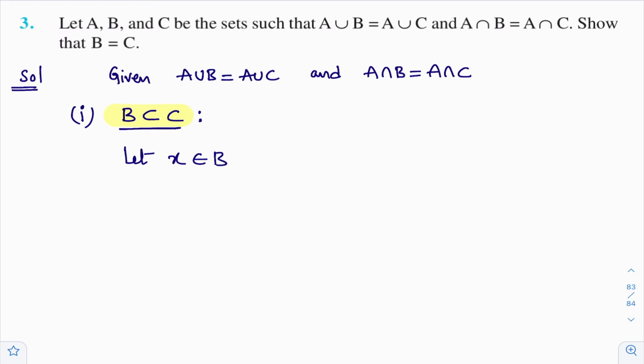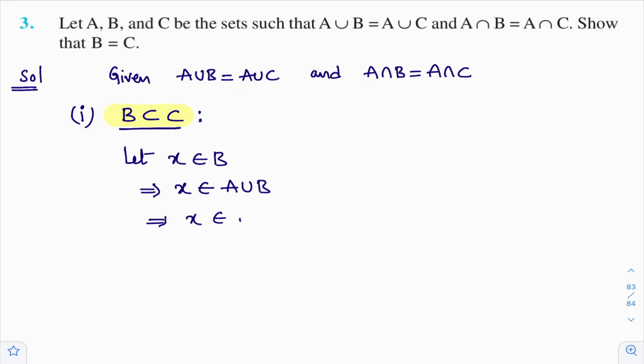If X belongs to set B, can you say that X belongs to A union B? If X belongs to B, then definitely X belongs to A union B. This we learn in operations on sets, while learning the definition of union of sets. If X belongs to B, then definitely X belongs to A union B. And we know that they have given here A union B is the same as A union C.